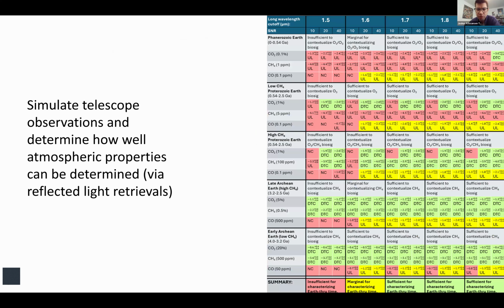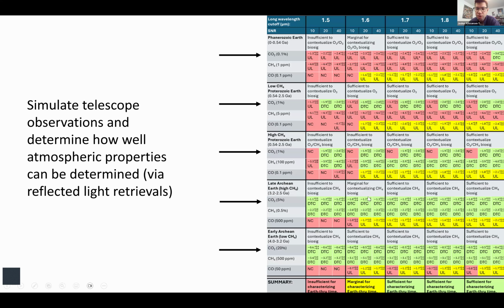And I'm just going to skip over this. This is just showing the different cases for Earth through time, how well you can constrain the amount of CO2 and other carbon-bearing gases, both to understand the climate of these planets, but also to look for signs of life, such as through biogenic methane.